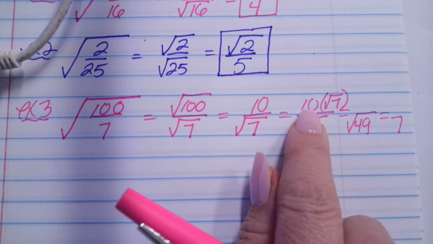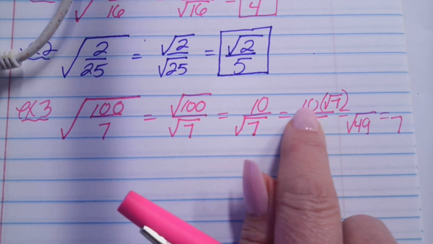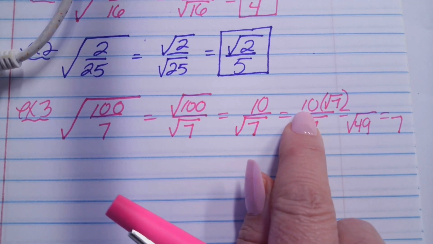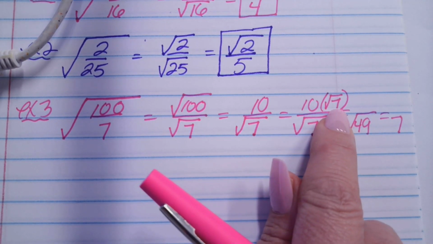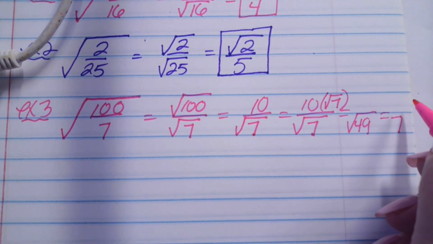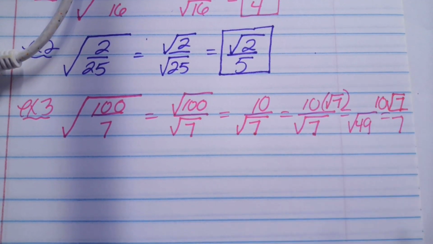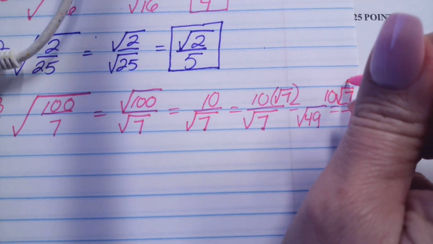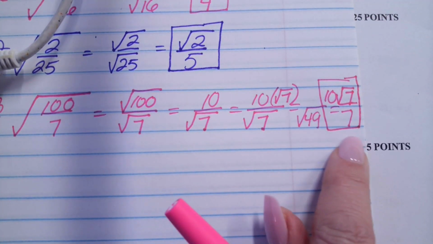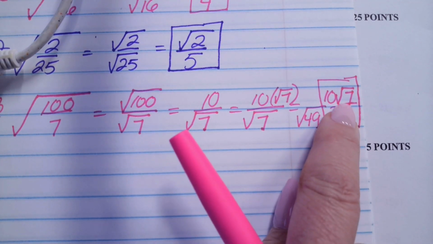Now I have a whole number times a radical 7. I can't just multiply them together and get radical 70. Doesn't work that way, does it? This is on the outside of the radical sign, and this is on the inside of the radical sign. So they're not going to be multiplied together. So I'm going to leave it just like this. 10 radical 7. That would be my exact number simplified answer. Okay? So on bottom I have a whole number, and on top I have 10 radical 7.